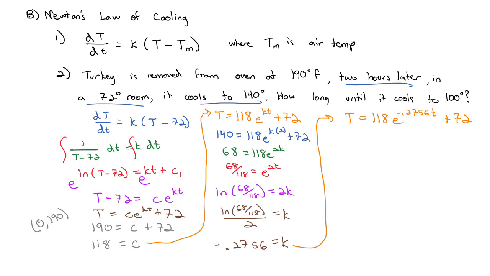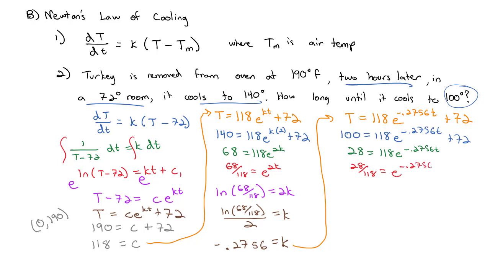And now we're finally ready to answer the question, how long until it cools to 100 degrees? Plugging 100 in for the temperature, 100 equals 118 e to the negative 0.2756 t plus 72. And now we just have to solve in much the same way. Subtracting 72 from both sides will give us 28 equals 118 e to the negative 0.2756 t. Divide by the 118. We get 28 over 118 equals e to the negative 0.2756t.